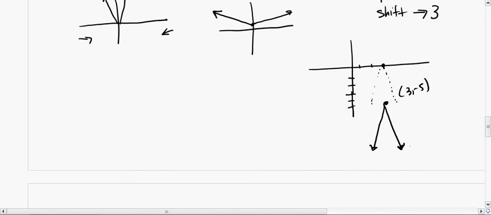In the next video, we'll do a little bit of going in the other direction. So we'll start off with a graph and come up with an equation.